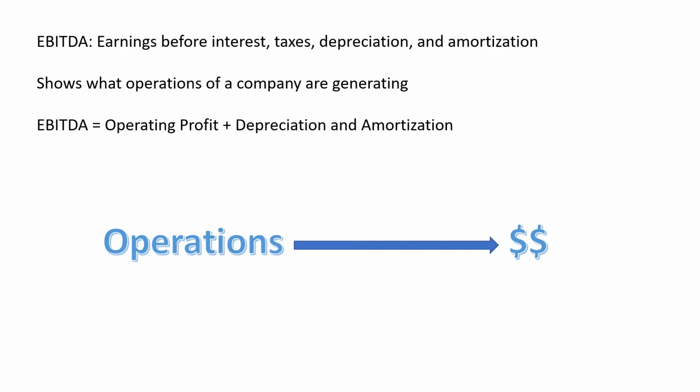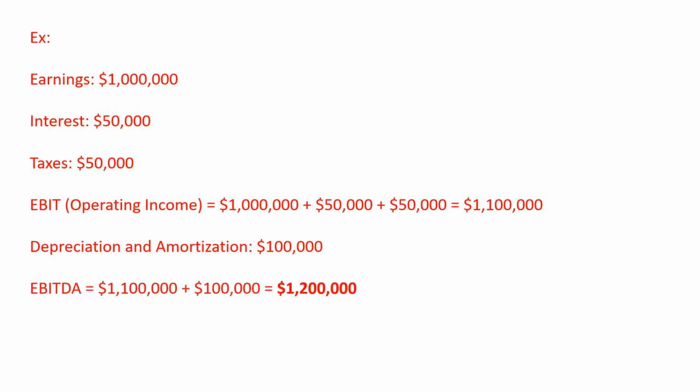So to calculate EBITDA, first you calculate something called EBIT, which stands for earnings before interest and taxes, and this is also known as operating income. So to calculate that, you take your earnings and you add back your interest and your taxes. Then you have EBIT. And so once you have EBIT, all you have to do is add back your depreciation and amortization to get EBITDA. So now I'll show a quick example of how to do an EBITDA calculation from the beginning.